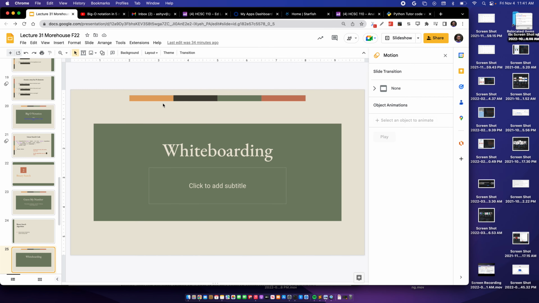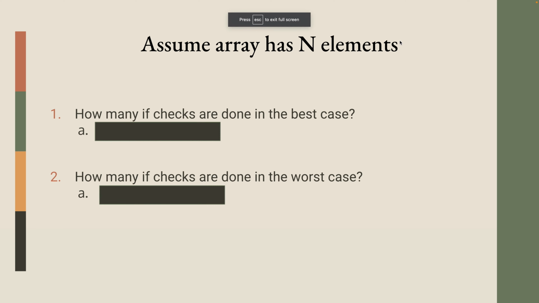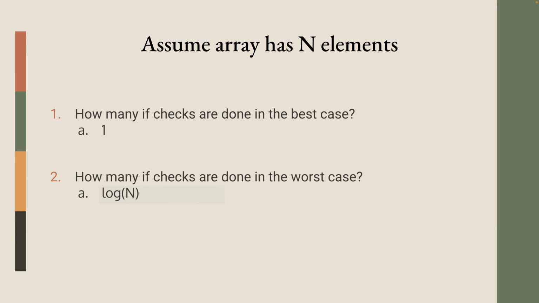Okay? So if we were to quickly do the runtime analysis for this, how many if checks are done in the best case? 1, the number ends up being right in the middle of the array. How many are done in the worst case? It's no longer n because we're dividing it in half each time. So it's this new thing we haven't really learned, called log of n.